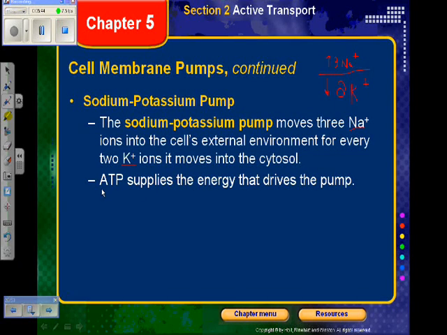And remember it's active transport, so the cell is going to need to have energy. The way that it does that is by ATP. As you know, ATP is our energy currency for the cell. So ATP is used in the sodium-potassium pump for energy. 3 sodium go out of the cell for every 2 potassium that go into the cell.